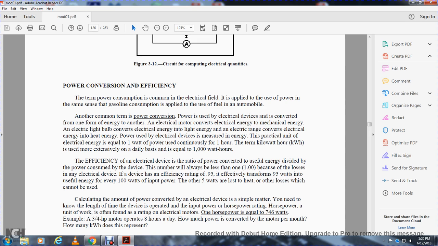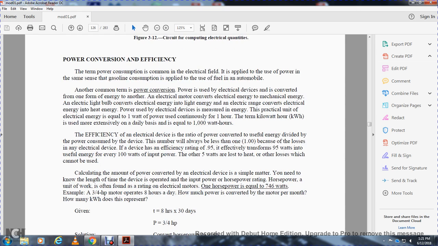Power used with an electrical device is measured in energy. One watt hour of energy is equal to 1 watt of power used continuously for 1 hour. The kilowatt hour is used more extensively on a daily basis and is equal to 1,000 watt hours. The efficiency of an electrical device is the ratio of the power converted to useful output divided by the power consumed by the device. It is a number that's always less than 1 because of the loss of the electrical device.